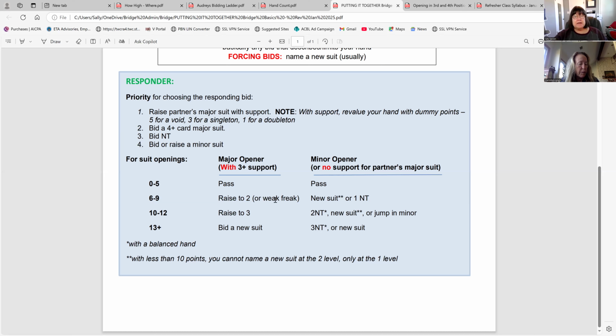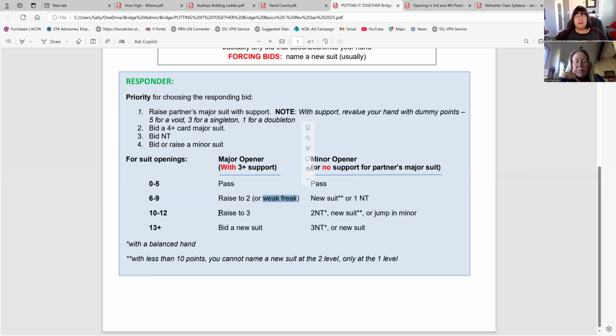The weak freak is you have this number of points in the 6 to 9 range, but you've got 5 card support. If you've got 5 cards in the suit, you don't have many points, you just jump to game. So 1 heart, 4 hearts, or 1 spade, 4 spades. You just jump to game immediately.